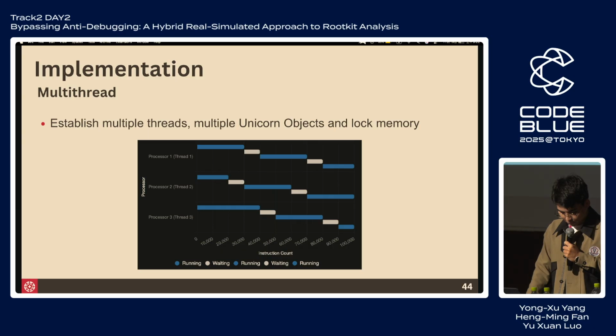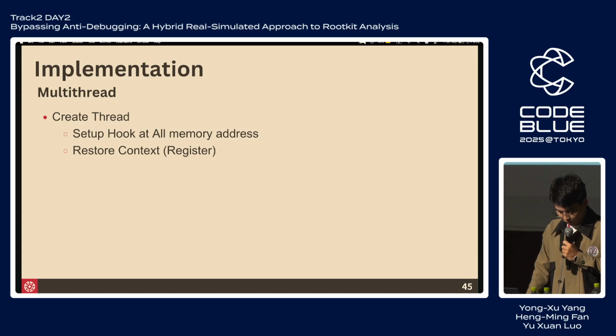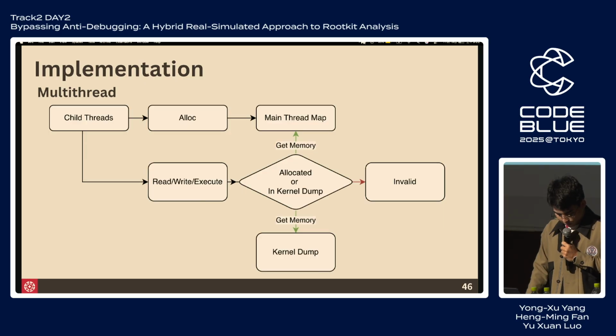Ultimately, we adopted a parallel approach with static memory locking. During thread creation, we hook all memory and restore context. Memory allocation is performed by the main Unicorn instance and recorded. When a child thread accesses unmapped memory, it will check if the main instance has allocated it or if it exists in the kernel dump. If so, it maps the data from the main instance or from the kernel dump. Otherwise, an error will be triggered.